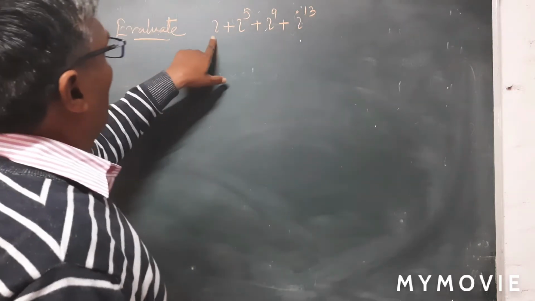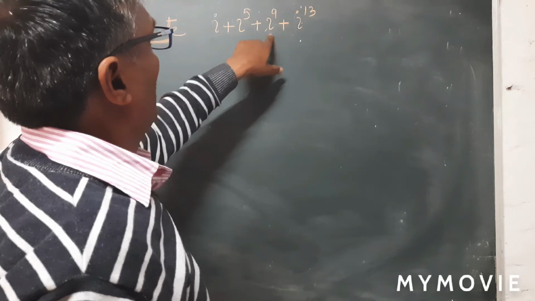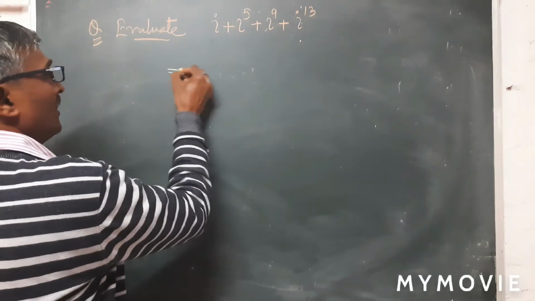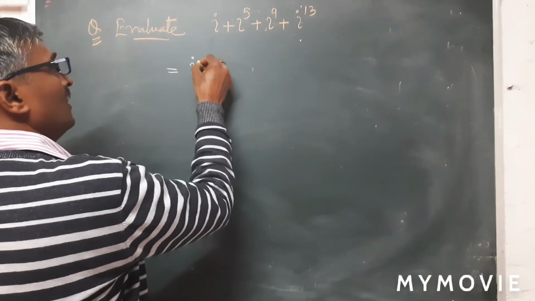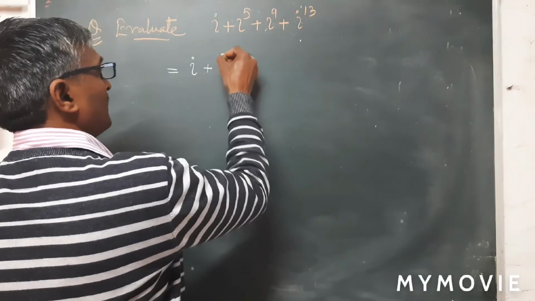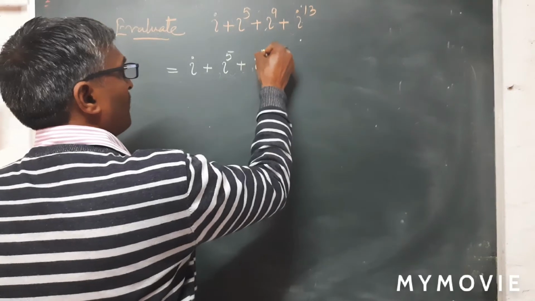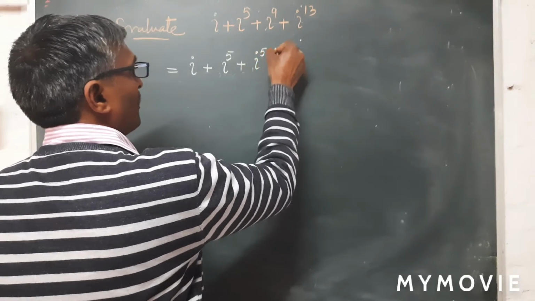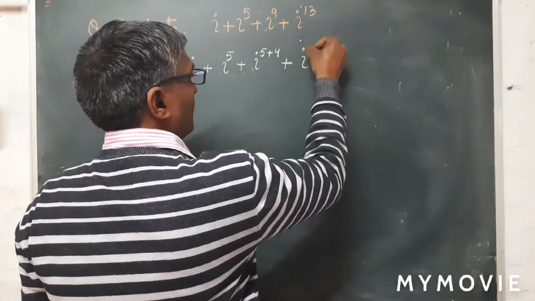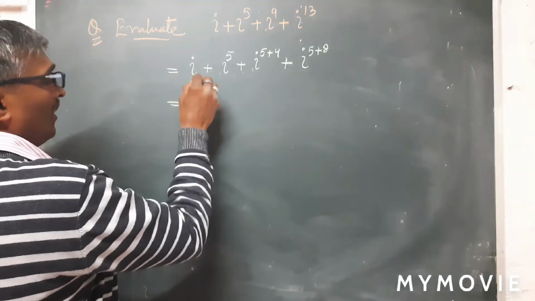Now let us evaluate iota plus iota to power 5, iota to power 9, iota to power 13. That is equal to what? Iota to power 9 can be written like this: iota to power 5 plus 4, and iota to power 13 is iota to power 5 plus 8. 8 plus 5 is 13.